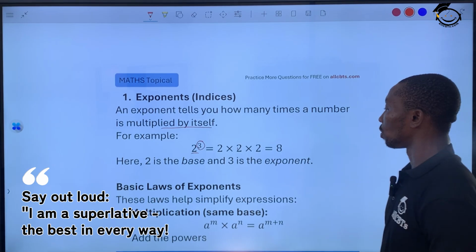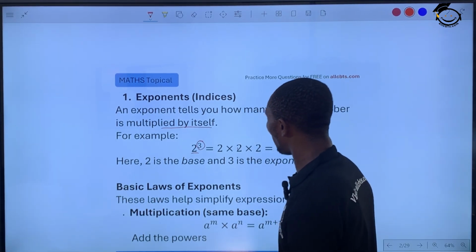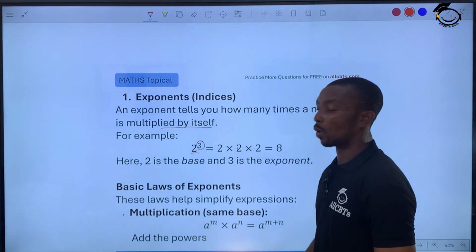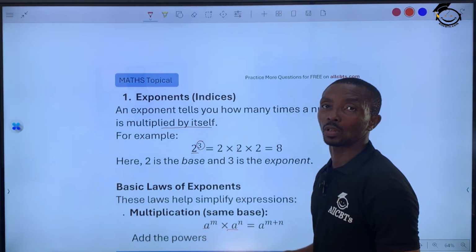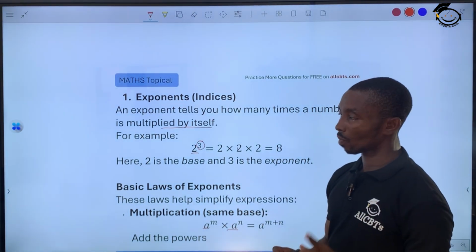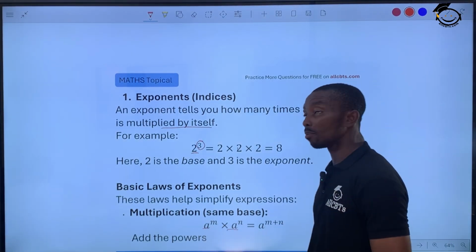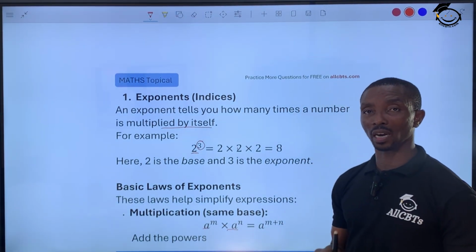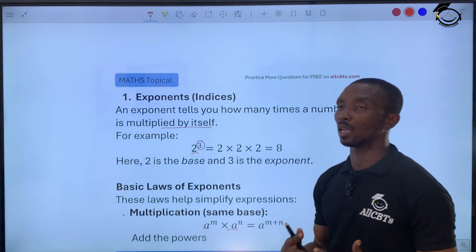Okay, now let's look at some basic laws of our exponents. Now we have the multiplication law, where if our bases are the same, then the exponents are added. I'll say that again. If our bases are the same, then the exponents are added. If the bases are not the same, you can't add the exponents.